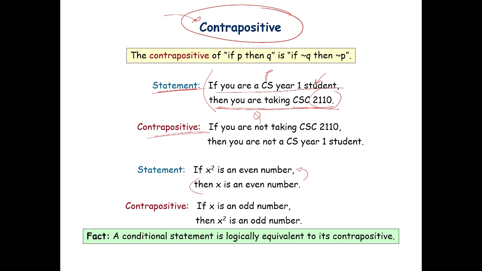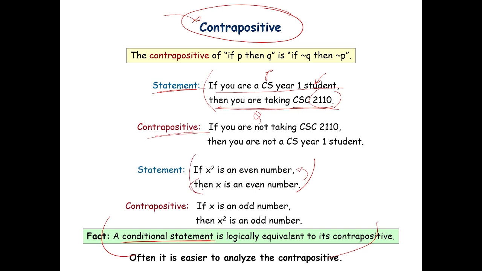So a conditional statement or an implication is logically equivalent to the contrapositive. Often it is easier to analyze the contrapositive. Suppose you're trying to prove the implication, but as the implication and its contrapositive are logically equivalent, it's sometimes easier to prove the contrapositive. In number theory, you'll often find that proving the contrapositive is easier. I think we can do an example in the next slide.